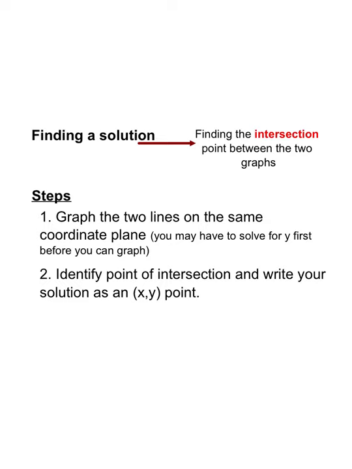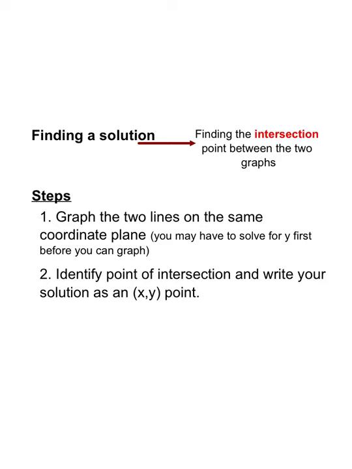And let's start at ground level. Finding a solution for us right now is really just finding that intersection point between the two graphs. So what we're going to do in terms of our steps is graph those two lines on the same coordinate plane.